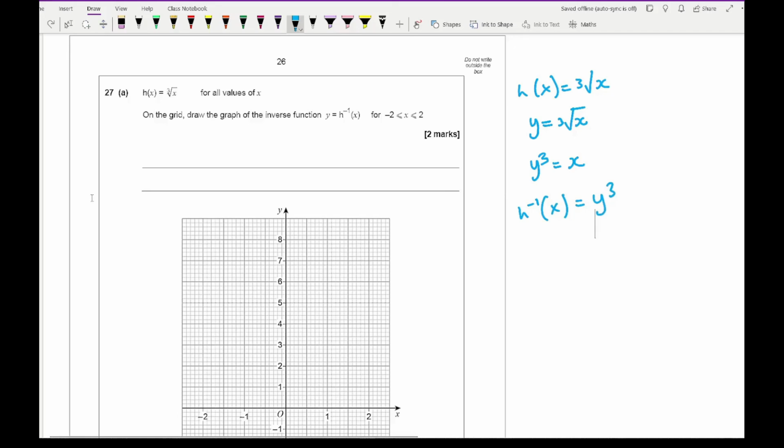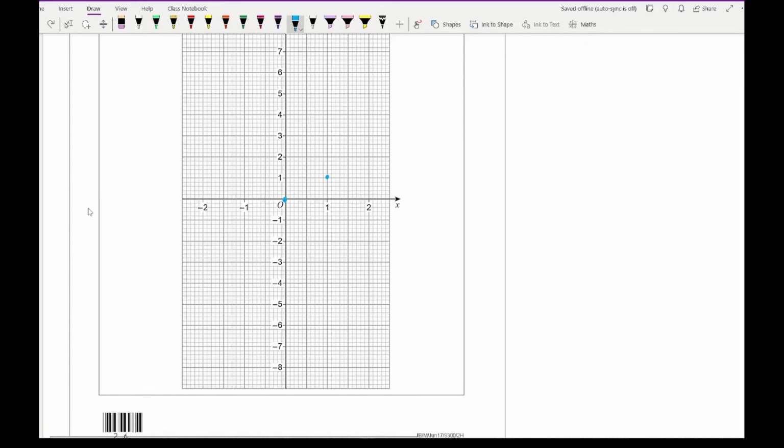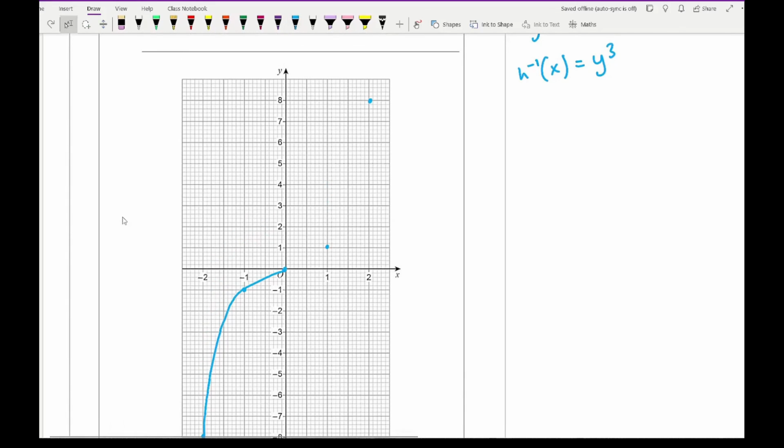So the inverse h of x is going to be x cubed. So the graph I want to plot is y equals x cubed. From this, what we then do is, well, 0 cubed is 0, 1 cubed is 1, 2 cubed is 8, and then looking at the reverse of those, minus 1 cubed is minus 1, and minus 2 cubed is minus 8. What you then want to do is try your best to draw a cubic, y equals x cubed, and make sure that you join the points up and it's as smooth a curve as possible.